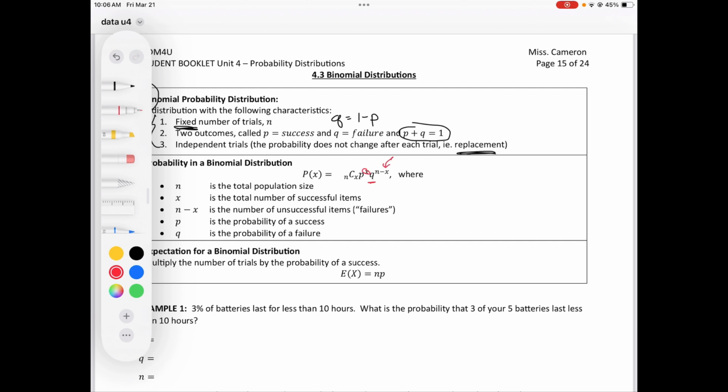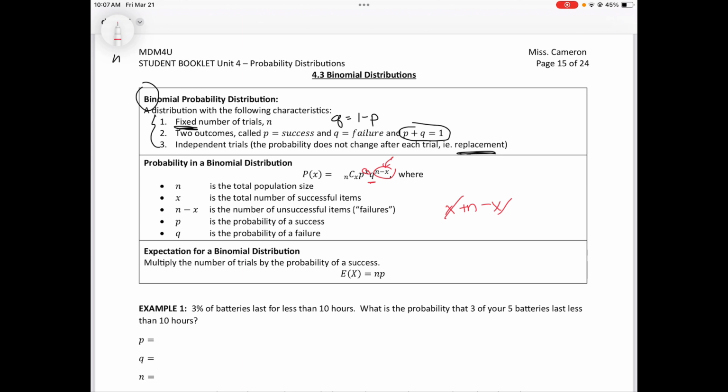And if you think about it, x and n minus x add up to n, so we've accounted for every single trial n.